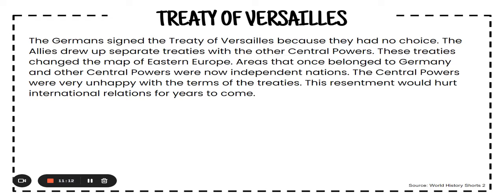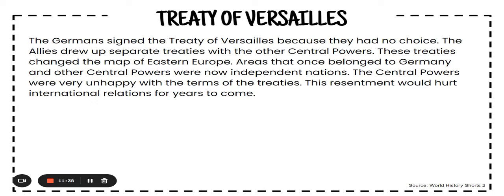So, the Germans didn't sign this because they wanted to. They didn't agree to those punishments. The Germans signed the Treaty of Versailles because they had no choice. The Allies drew up separate treaties with the other Central Powers. So, England, Russia, France, and their allies, they wrote up a different treaty for Austria-Hungary. They set up a different one for Italy.